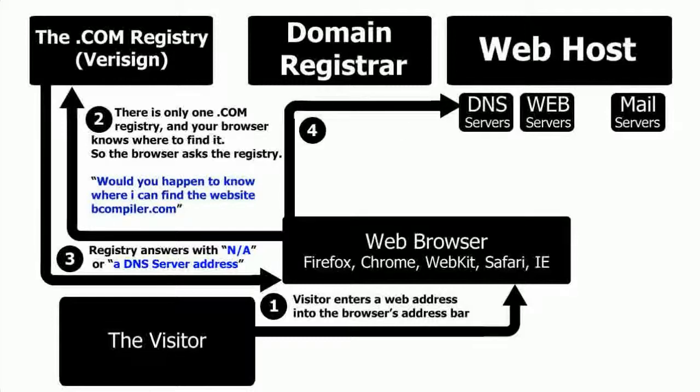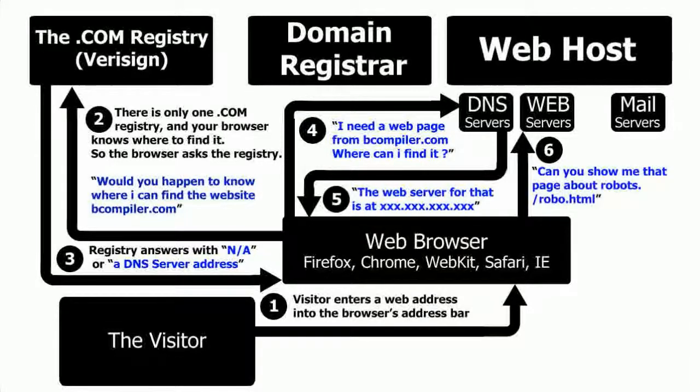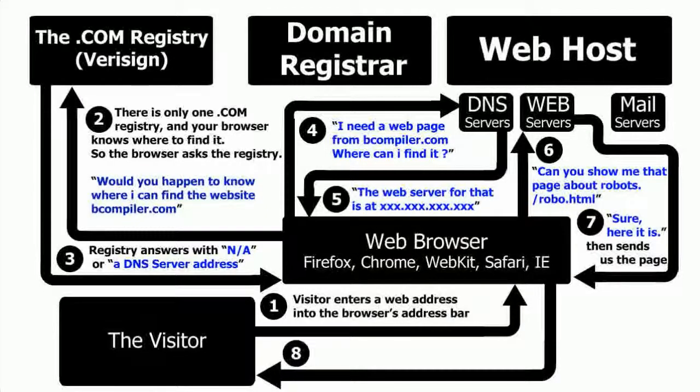Now our browser would ask the DNS server something along the lines of, I need a web page from bcompiler.com. Where would I find it? The DNS server would then hand our web browser the IP address of a web server. Now the browser is almost done. It asks the web server for a page on bcompiler.com, let's say robo.html. The server will then respond by sending the page to the web browser. The web browser would then display that page, and we're done.